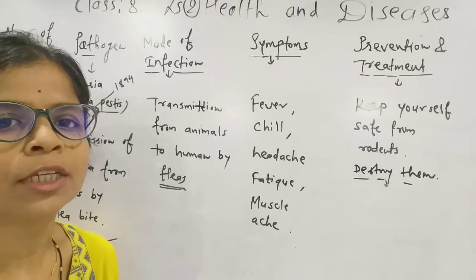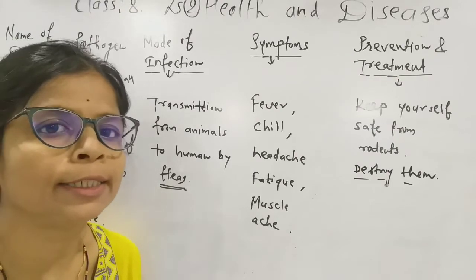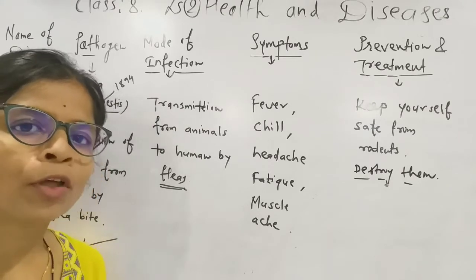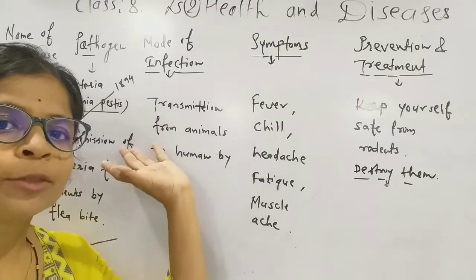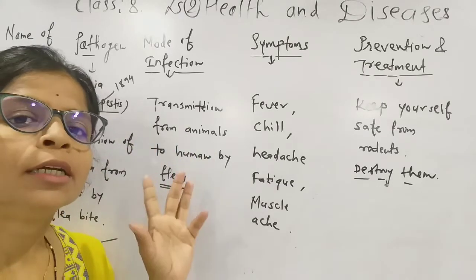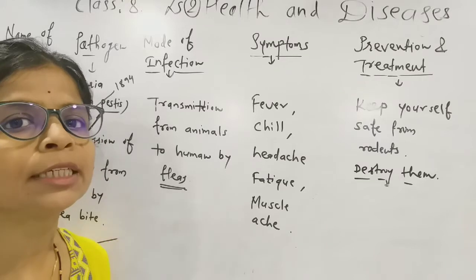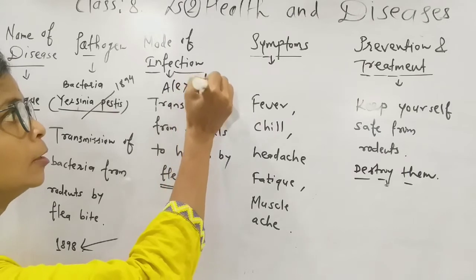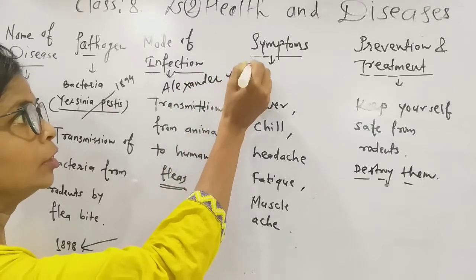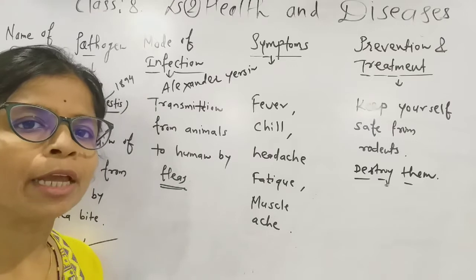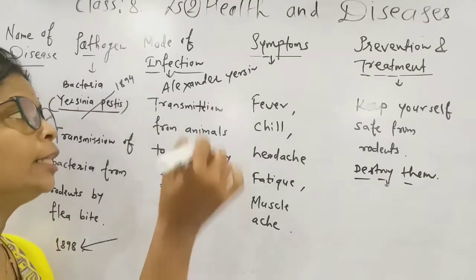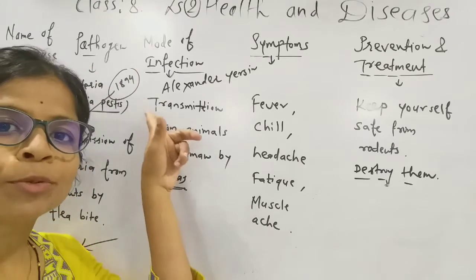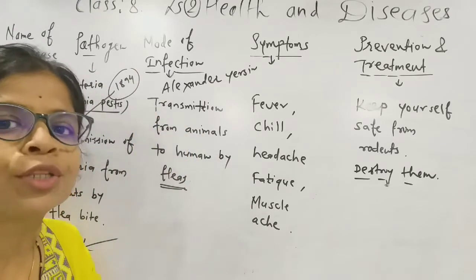Next infectious disease is plague. Plague is a bacterial disease, and the name of the bacteria is Yersinia pestis. This bacteria was cultured by one of the scientists, Alexander Yersin. To study the bacteria, he cultured it in 1894. Thereafter, the transmission of the bacteria from rodents to human beings was studied.